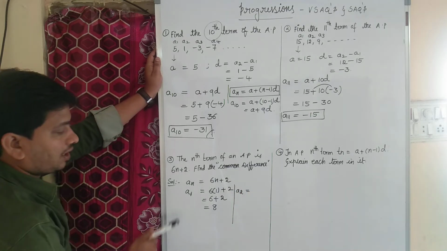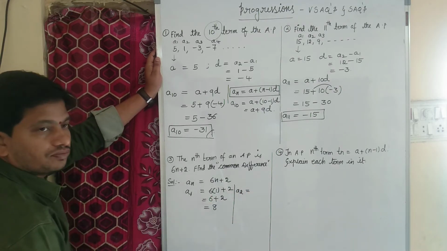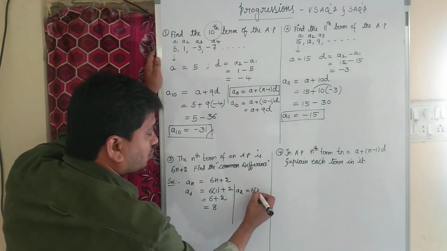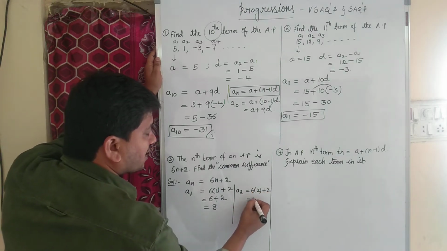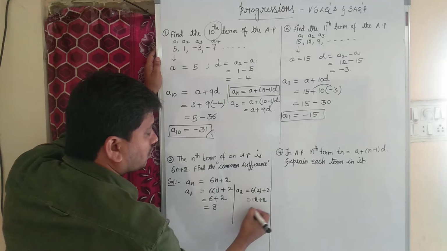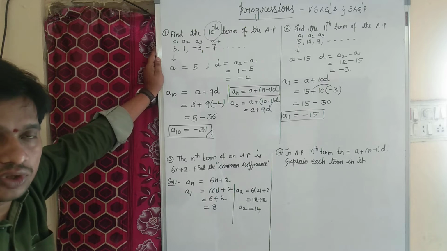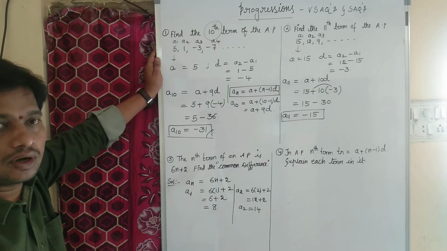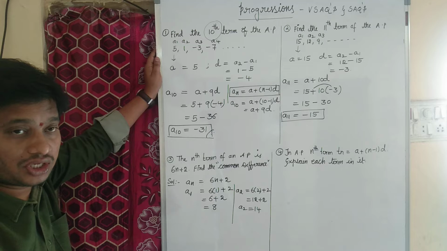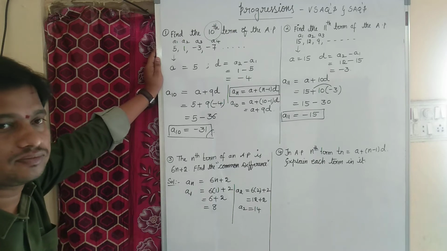Now let us find the second term. I mean, in place of n we need to write 2. So 6 into 2 plus 2. As 6 2s are 12 plus 2, 12 plus 2 is 14. So second term how much? 14. You can find a third term, fourth term, fifth term as in the place of n you have to substitute 3, 4, 5 respectively, right?